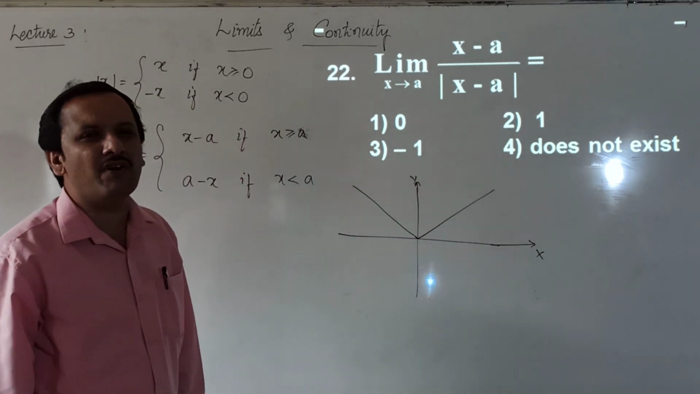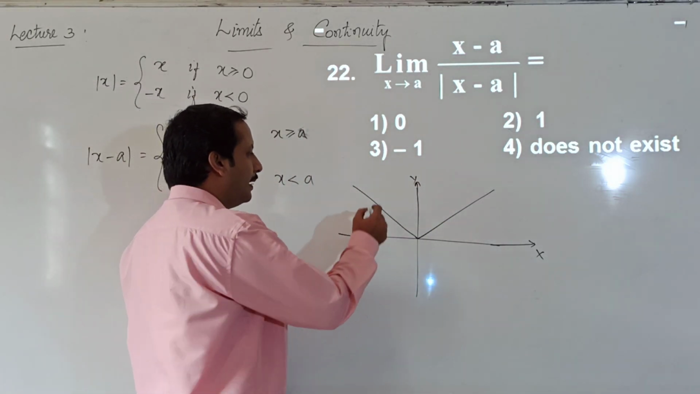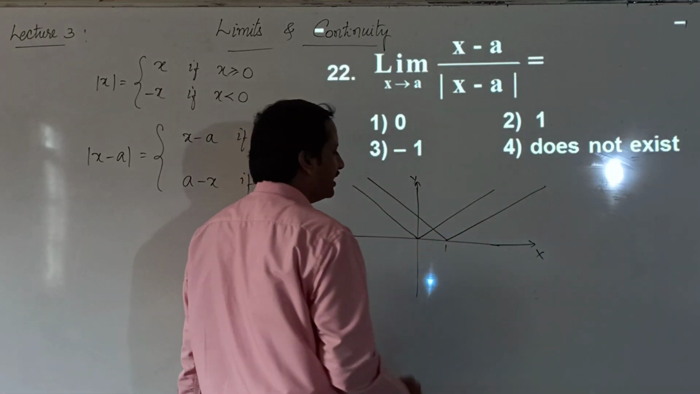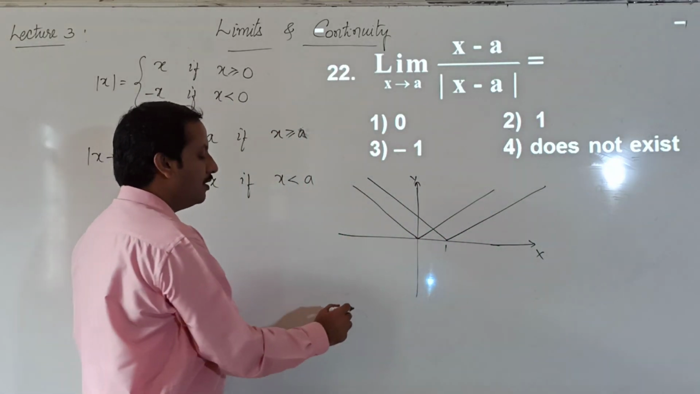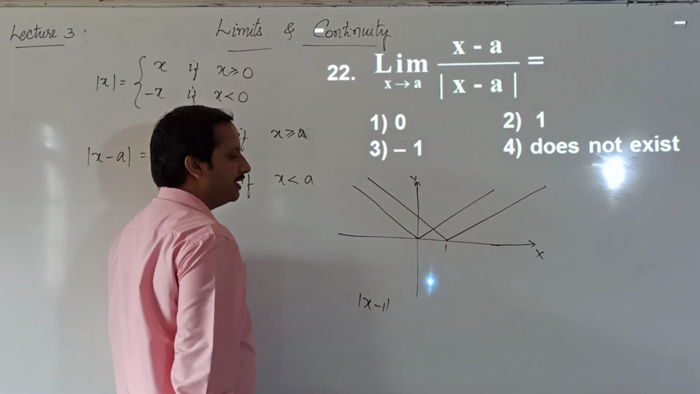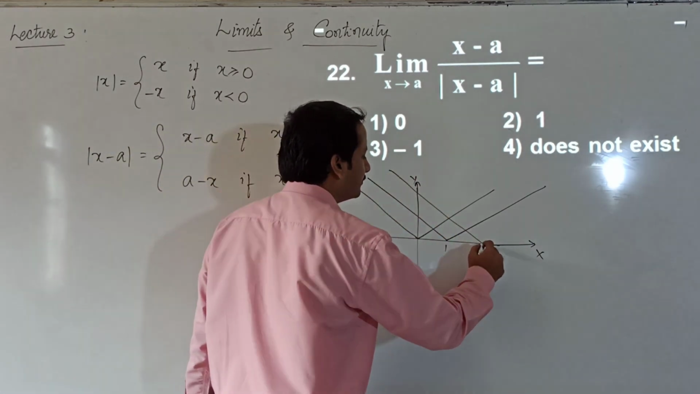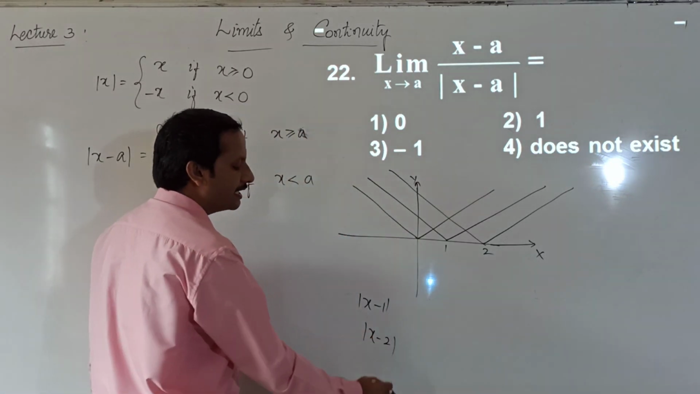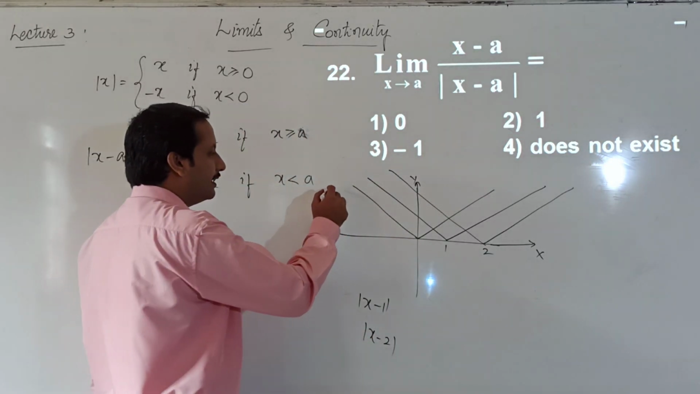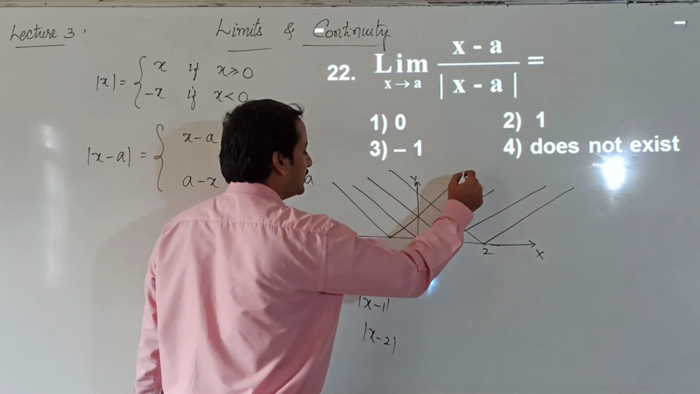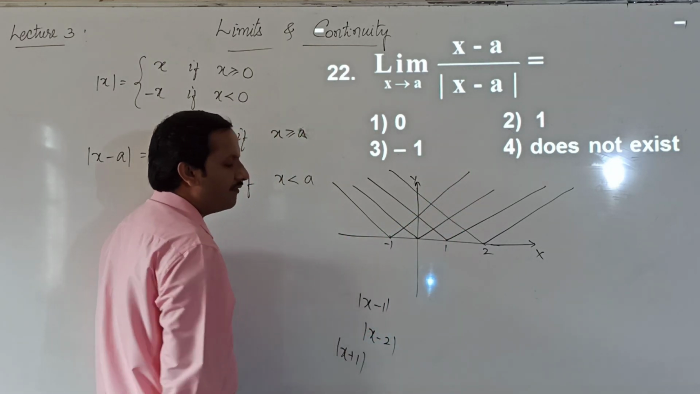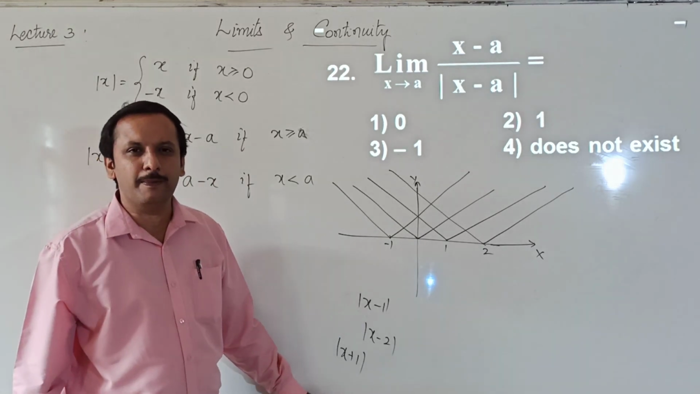Okay, this is the graph of mod x. If this is 1, then this is the graph of mod of x minus 1. This distance is 2, that is the graph of mod x minus 2. Then let's have a look at this. This is minus 1. So the graph of that is the graph of mod of x plus 1.